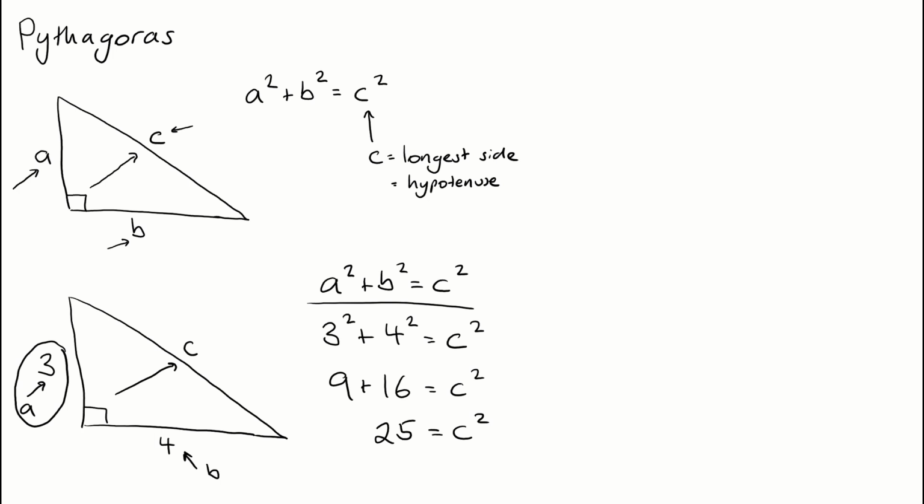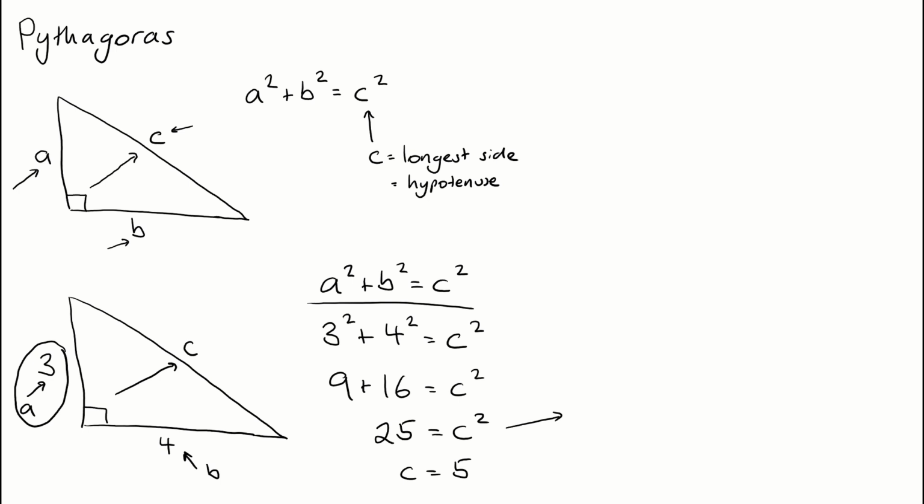So I need to think of a number that multiplies by itself to give me 25. And if you think about it, you could potentially see that C would have to be 5 in this case. 5 times 5 gives me 25. Now, it's not always going to be that nice. We're not always going to get these beautiful square numbers.